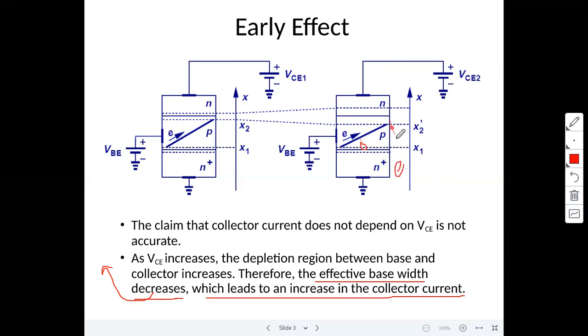This is emitter, base, and collector. As the electrons move from emitter to the collector, there is a small percentage of recombination at the base. Now the base width decreases, so recombination also decreases. Due to this, more electrons cross the collector base junction. This is the conventional current. So in the early effect, collector current increases. Why? Because base width decreases, and as base width decreases, the recombination ratio also decreases.